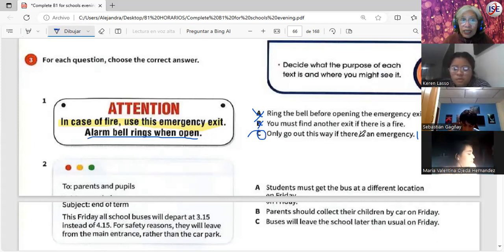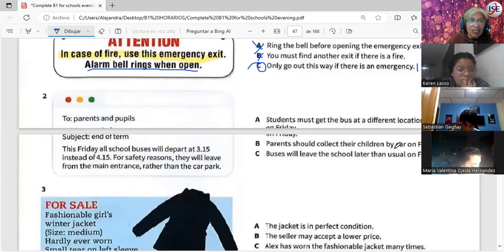Only go out this way if there is an emergency. Okay? But they talk about in case of fire. If there is fire, it is an emergency. Okay? As you see, sometimes it's not easy. You have to read very carefully.